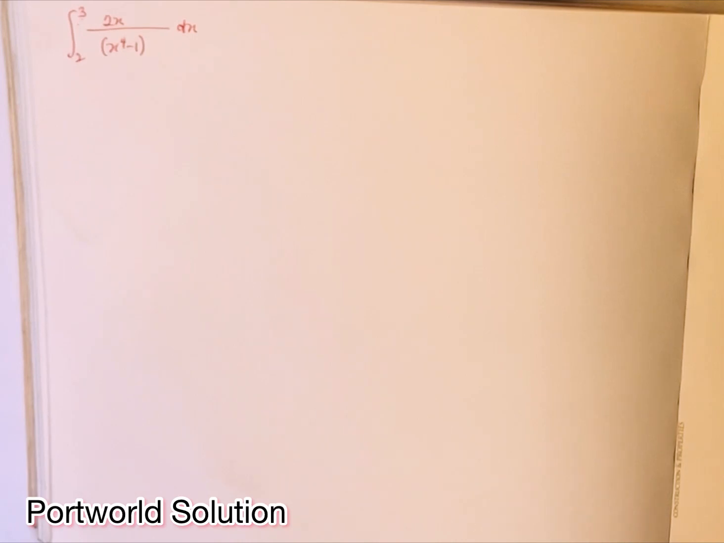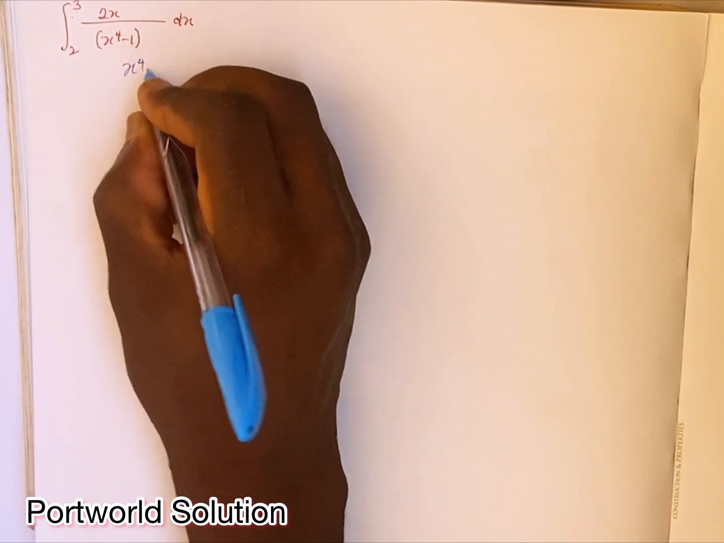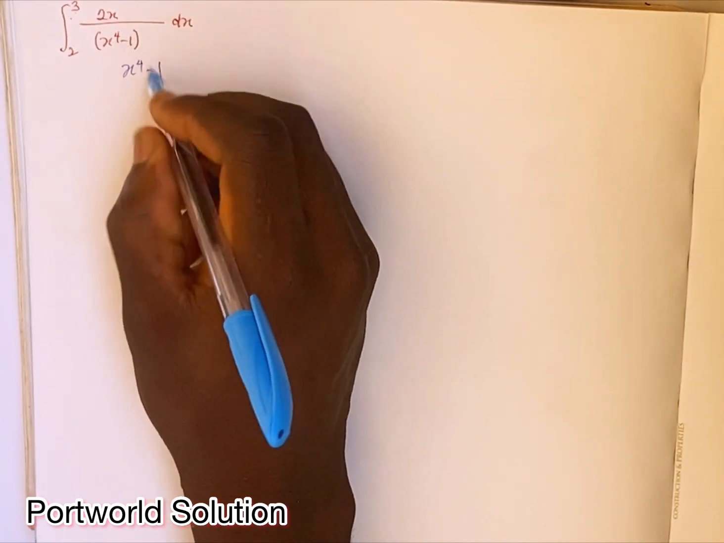At this question, I don't think we can use our substitution method, but the best method that we can use is actually the partial fraction. So look at the question. I'm having x raised to power 4 minus 1, right? So first thing, what can I do here?